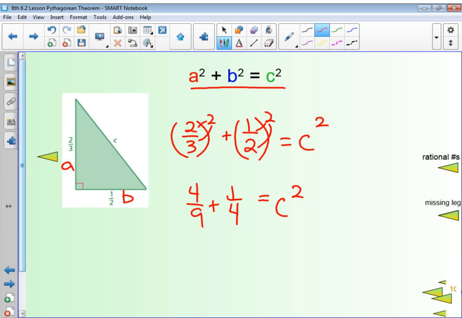This is more advanced, so we're going to practice it. I won't assess you on this. You will practice it, but I won't assess you on Pythagorean theorem with fractions. Okay, I want you to understand Pythagorean theorem, but we're going to go ahead and practice it together.